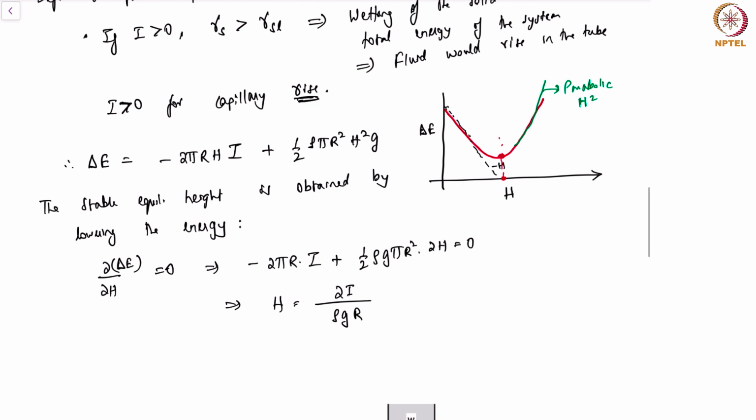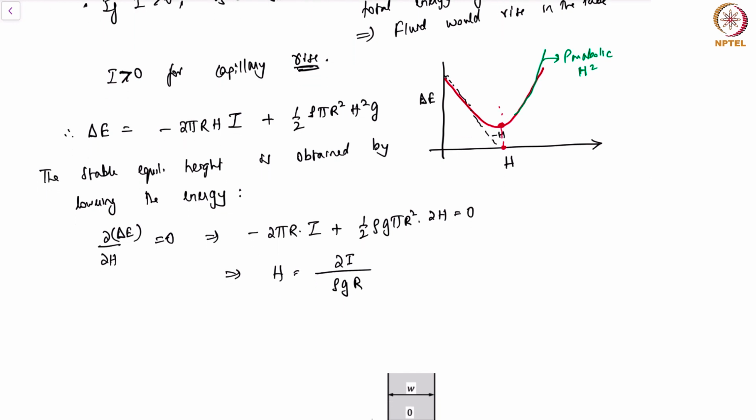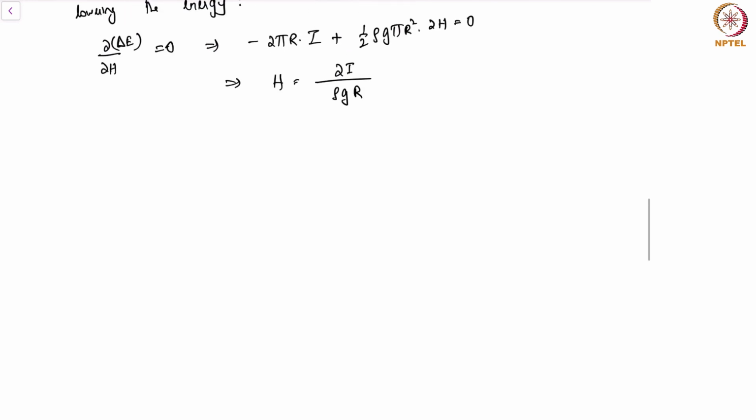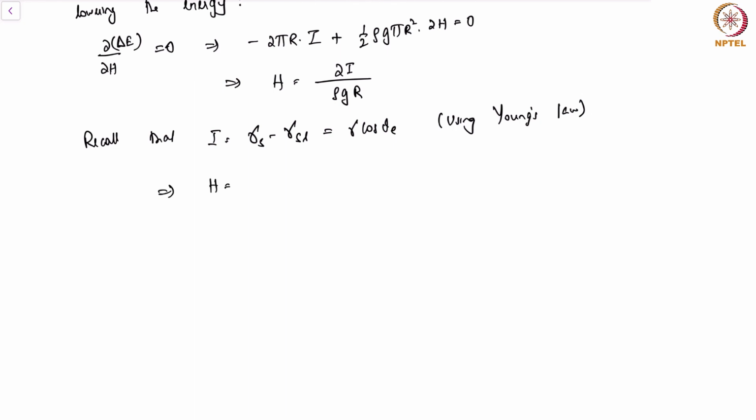And what was the expression for I that we had here? Recall that I was gamma S minus gamma SL, which is exactly the same as gamma cosine theta E using Young's law, and therefore the final height would be 2 gamma cosine of theta E by rho g r.